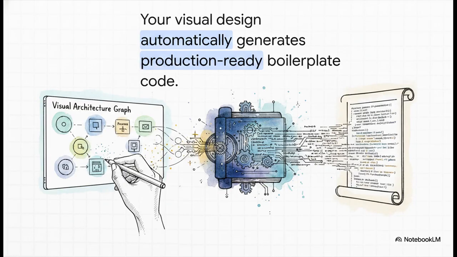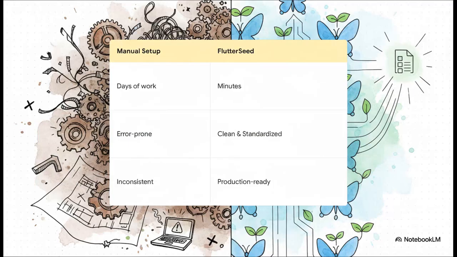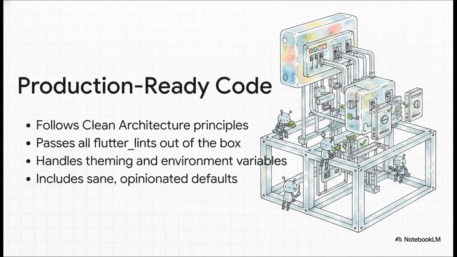That visual map then spits out all your production-ready boilerplate code automatically. So when you put them side by side, the old way versus FlutterSeed, well, it's kind of night and day. And we mean really production-ready. This code is clean, organized, and good to go from the start.